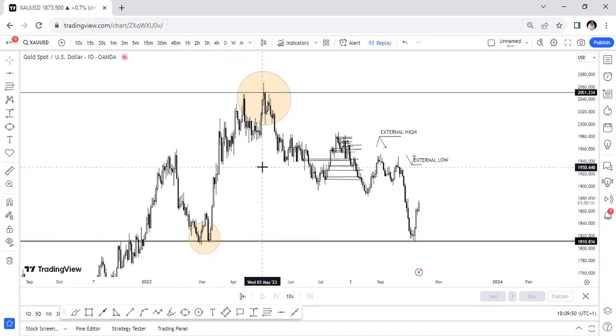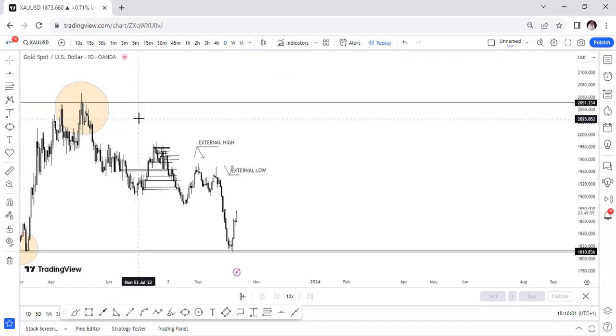If you want to enter, you use the pullback into a new fresh level. Pullback into a new fresh level, those places I showed to you. You use the pullback to a fresh level in a higher time frame to do what? To enter your trade. You can see that this is a daily time frame now.